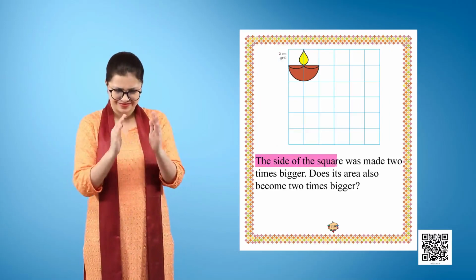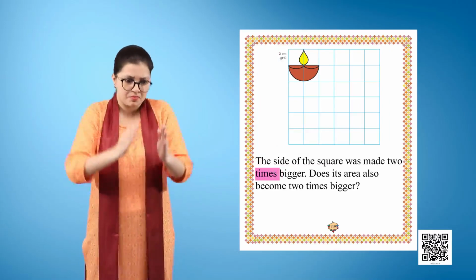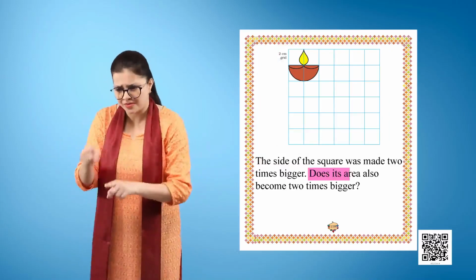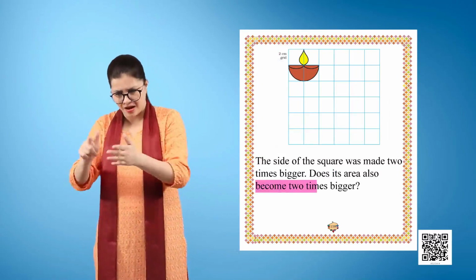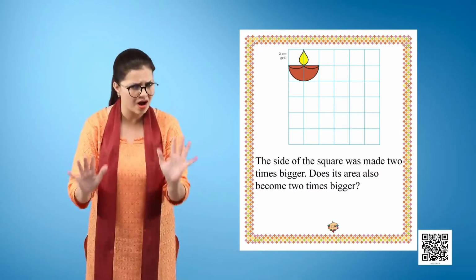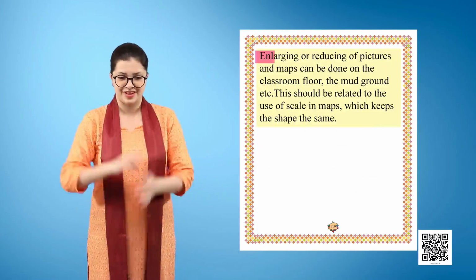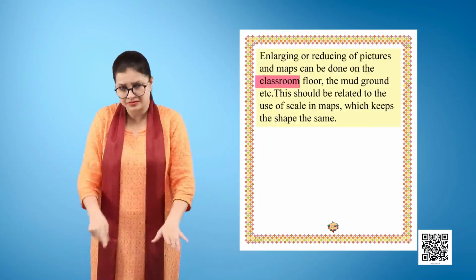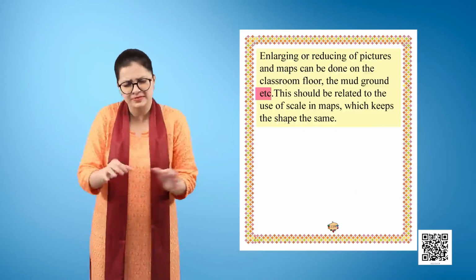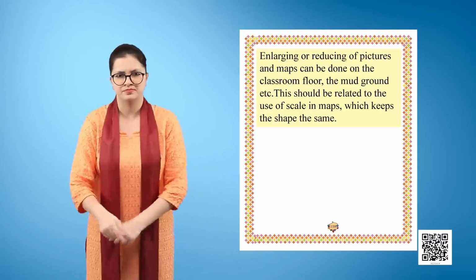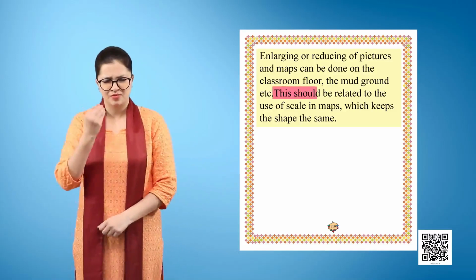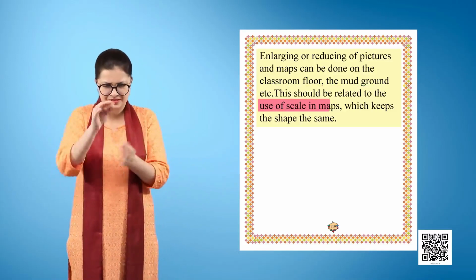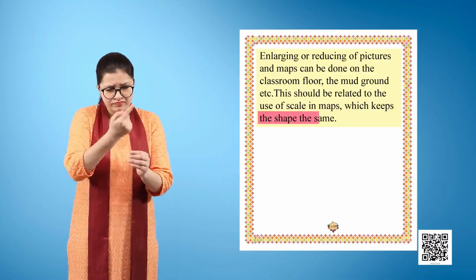The side of the square was made 2 times bigger. Does its area also become 2 times bigger? Enlarging or reducing of pictures and maps can be done on the classroom floor, the mud ground, etc. This should be related to the use of scale in maps, which keeps the shape the same.